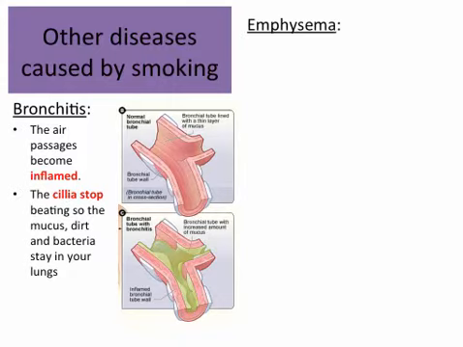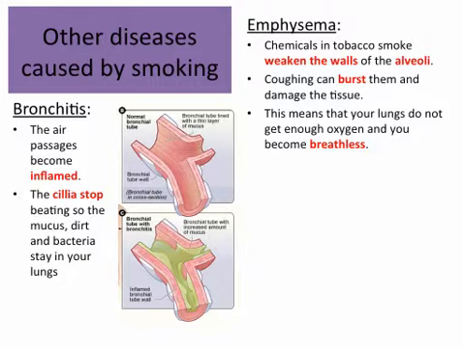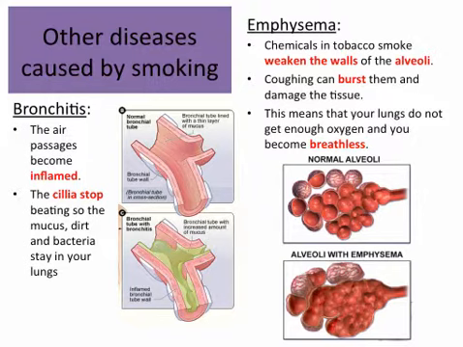Another disease is emphysema. Chemicals that are found in tobacco weaken the walls of the alveoli. As they're less strong, when the smoker coughs, this can cause the alveoli to burst and damage the tissue. Because the alveoli have a reduced surface area, it's much harder for the person to get all the oxygen that they need into their blood, so they become breathless and tired very easily. You can see here clearly the difference between a normal alveoli and an alveoli with emphysema.